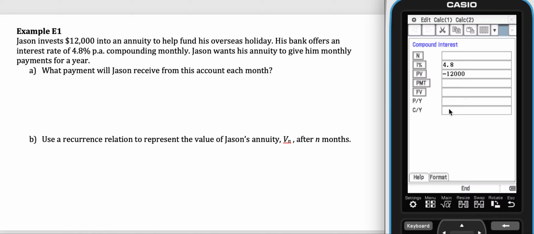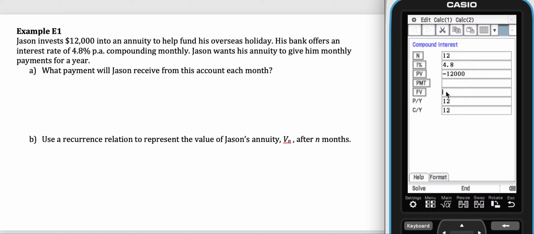Compounding monthly, and we're talking about receiving monthly payments, so payments per year is also 12. The question's asking us for what payment he'll receive, so that PMT is going to stay blank. The number of time periods, well, he only wants this to last for 1 year, and he wants to make monthly withdrawals, so it'll be 12 months in 1 year.